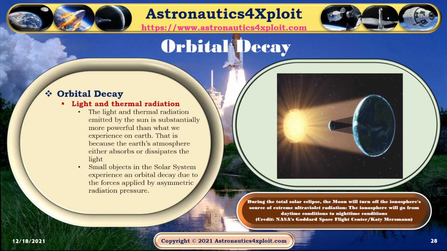Light and thermal radiation is another effect of orbital decay. The light and thermal radiation emitted by the Sun is substantially more powerful than what we experience on Earth. That is because the Earth's atmosphere either absorbs or dissipates the light. Small objects in the solar system experience an orbital decay due to the forces applied by asymmetric radiation. This picture shows the total solar eclipse, the Moon, which turns off the ionosphere source of extreme ultraviolet radiation.